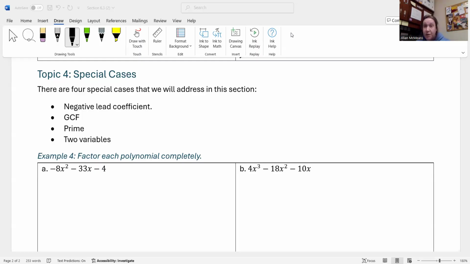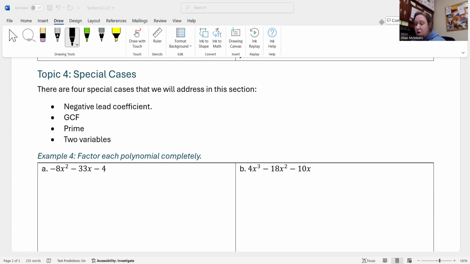Topic 4, we're going to talk about special cases again. So we talked about special cases when we were factoring quadratic trinomials where a was exactly 1. We need to revisit that idea of special cases now that we're talking about factoring quadratic trinomials where a is not 1. So the special cases have not changed.